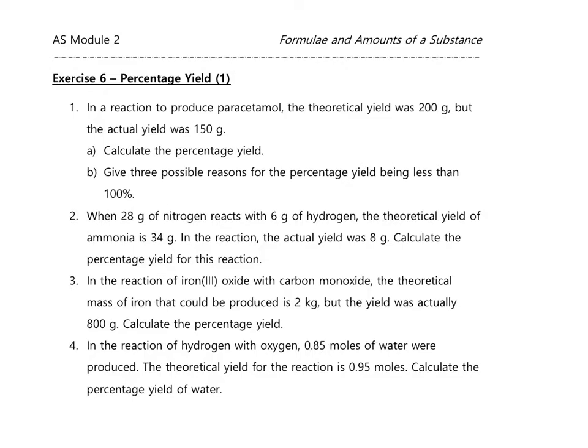So what I'd like you to do now is to turn over to page 20 and to try exercise 6. Hopefully this shouldn't take you too long at all. It's just a few simple calculations of calculating percentage yield using that equation from page 19.